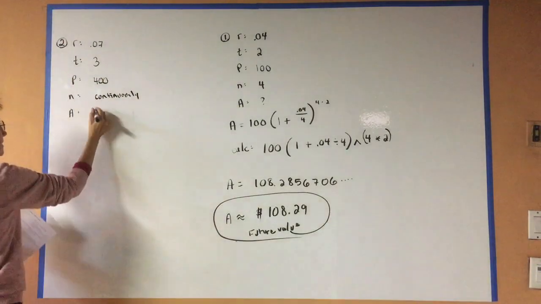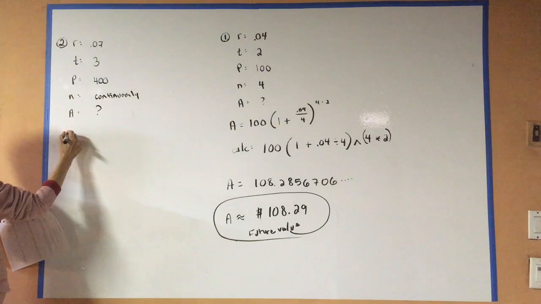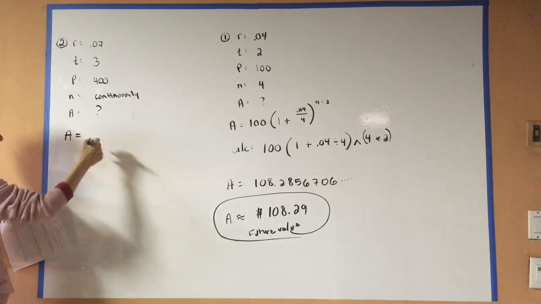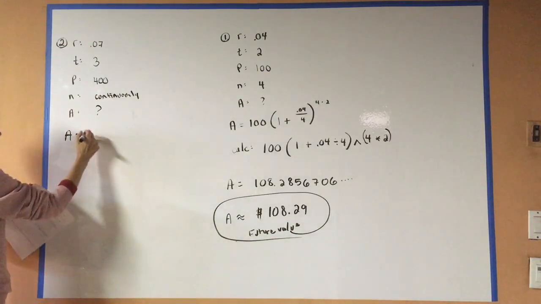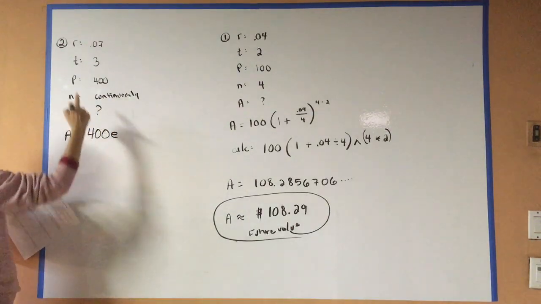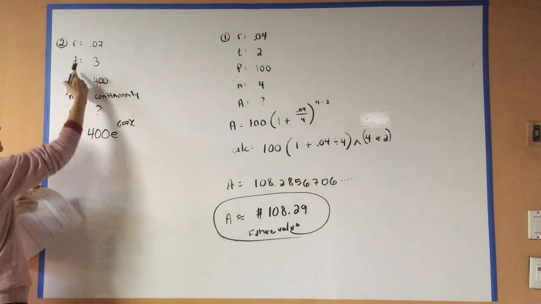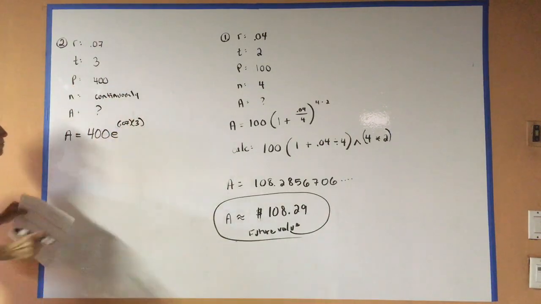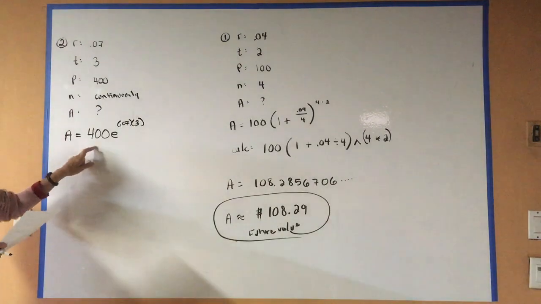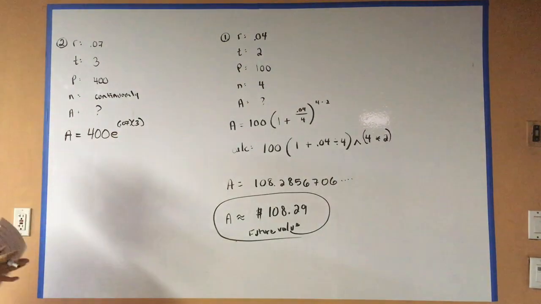So this is the one I don't know, but the formula I'm using now, because I'm compounding continuously, is A equals P e to the rt. So P is 400, e to the r, which is 0.07, multiplying with t, which is 3. So A equals 400 e to the 0.07 times 3 is what I need to go figure out.